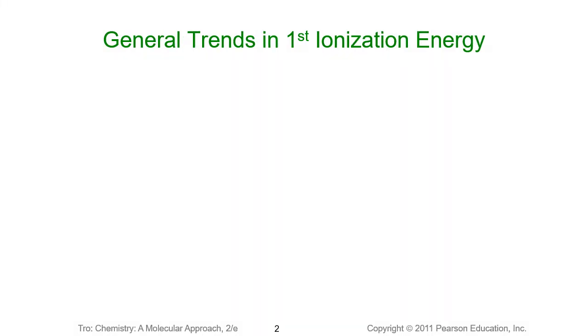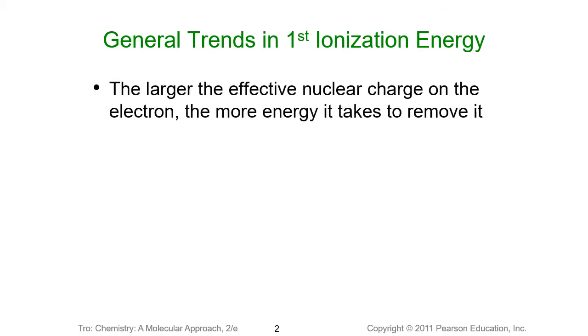If we look at the trend to take that first electron away from a neutral element, the larger the effective nuclear charge, the harder it is to take the electron away from it, the more energy we need to put in. Remember, effective nuclear charge is the amount of attraction that those valence electrons have towards the nucleus. As we go to the right on the periodic table, our effective nuclear charge increases.